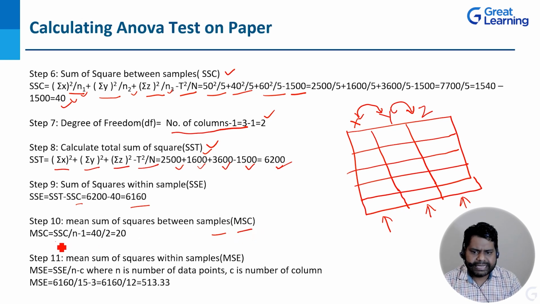Now let's calculate the mean sum of squares between the samples, or MSC. MSC is nothing but SSC divided by c minus 1. That is 40 divided by 3 minus 1, equals 40 divided by 2. That is nothing but 20.